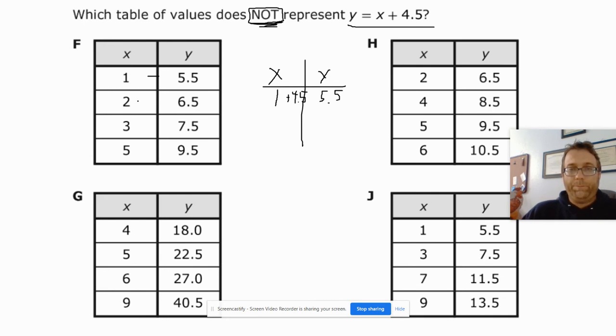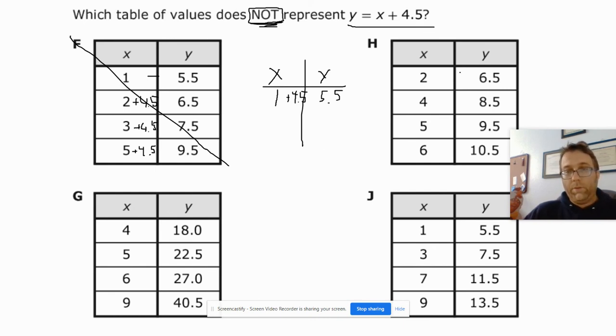So then you put a 2 in. So 2, and the same thing, plus 4.5 is 6.5. Awesome. 3 plus 4.5 is 7.5. Awesome. 5 plus the 4.5 gives you 9.5. So F, all 4 of them are correct. We want to know which one's not correct. So F is not our answer. One of these 4 has it wrong. And by now, you're probably already seeing it.